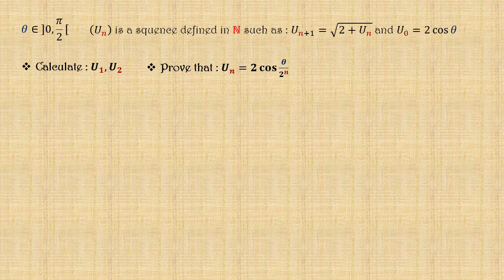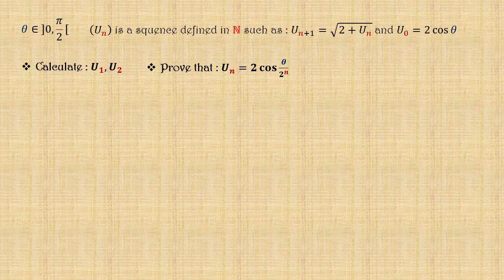In today's video, we have a number that we note as theta, which belongs to the real open interval 0 and pi over 2, and a sequence un that is defined in the set of the natural numbers by the recurring relation un plus 1 equals the square root of 2 plus un and a first term, u0, which equals 2 times cosine theta. We're asked at first to calculate the terms u1 and u2, and then to prove by a recurring reasoning that un equals 2 times cosine theta over 2 to the power of n.